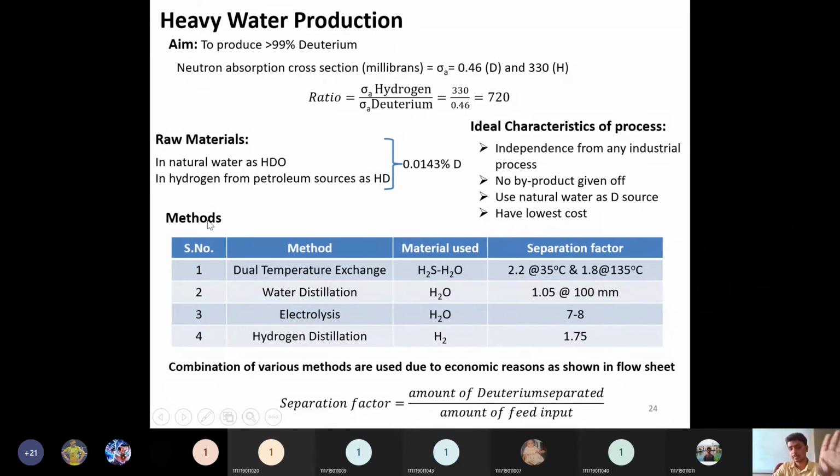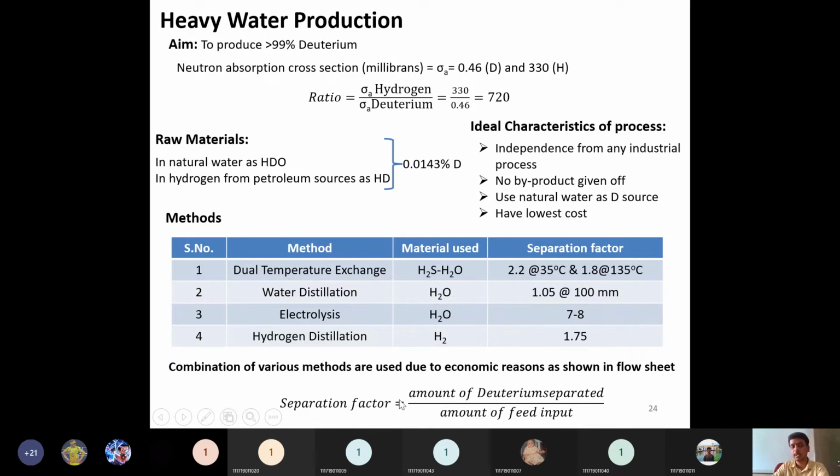There are four methods. One is the dual temperature exchange process, whose separation factor is this much; water distillation, whose separation factor is this much; the electrolysis process, whose separation factor is this much; and hydrogen distillation, whose separation factor is this much. So what is separation factor? You just define it with this process.